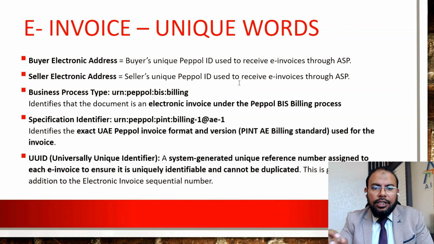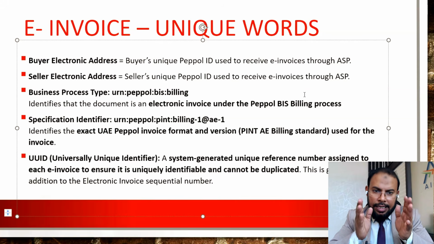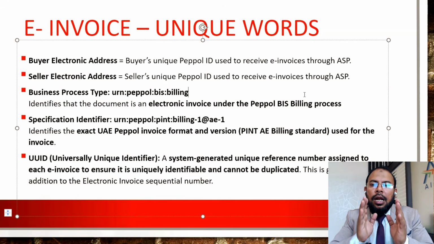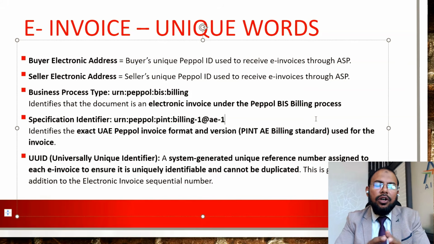Business process type, whatever the Peppol network is considering, they mention the Peppol BIS billing process here. And specification identifier, what is this? This is only for disclosing whatever your invoice format is, that is disclosed here.